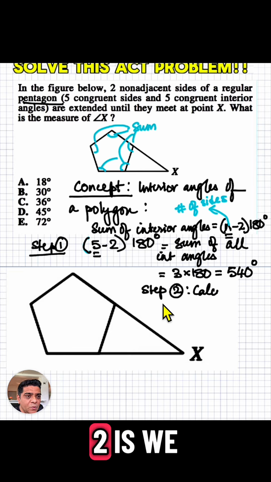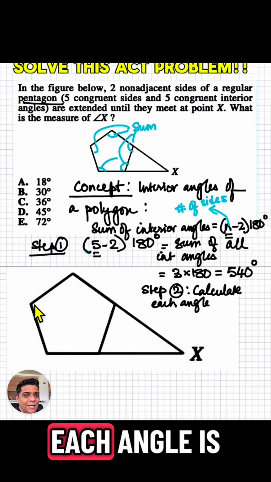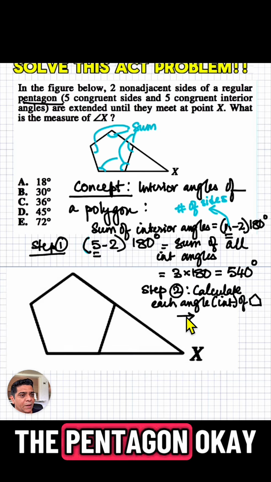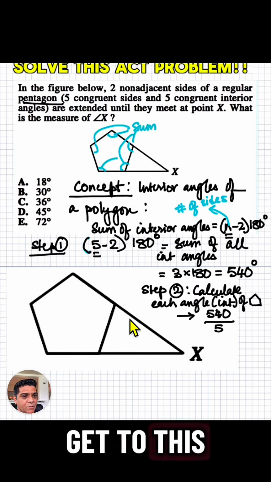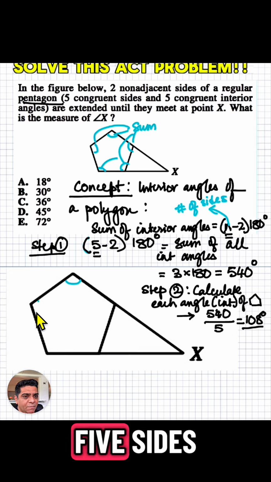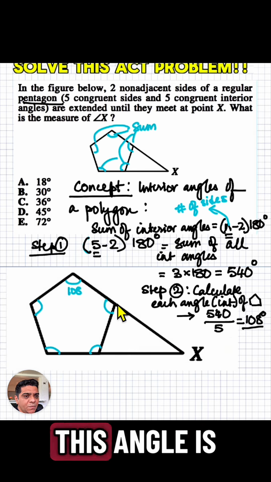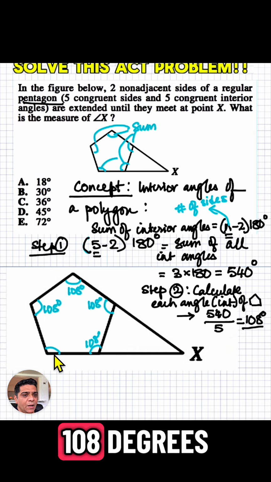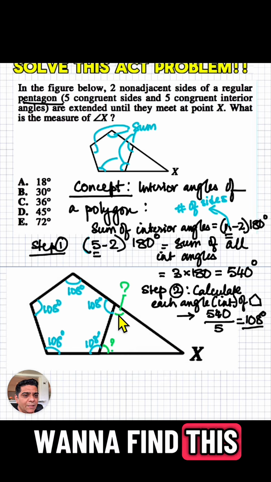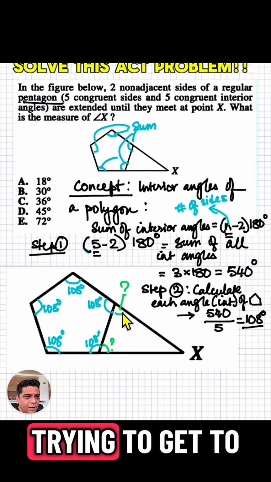Now step 2 is we want to calculate what each angle of the pentagon is, because we want to get to this angle right here. So that's 540 divided by 5, since there are 5 sides. So each of these angles comes to be 108 degrees. And we want this angle because we want to find this angle of the triangle. That's what we are trying to get to.